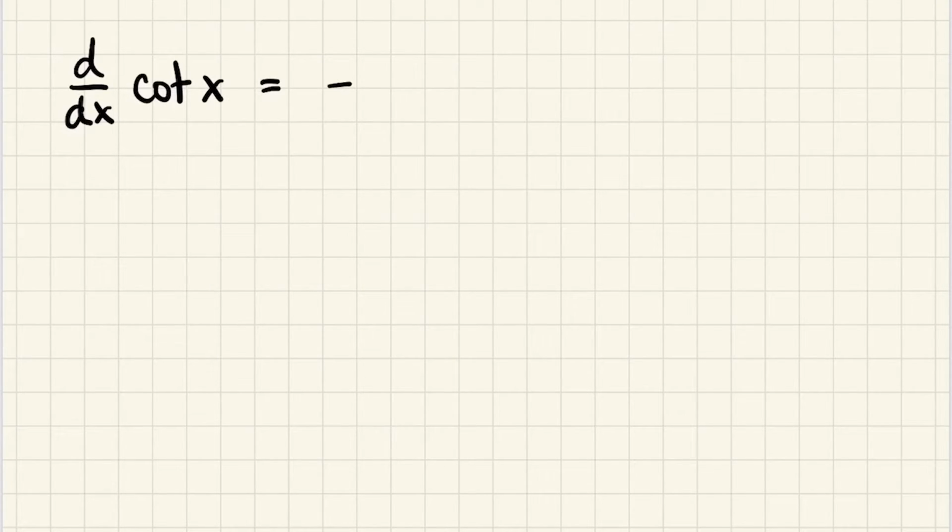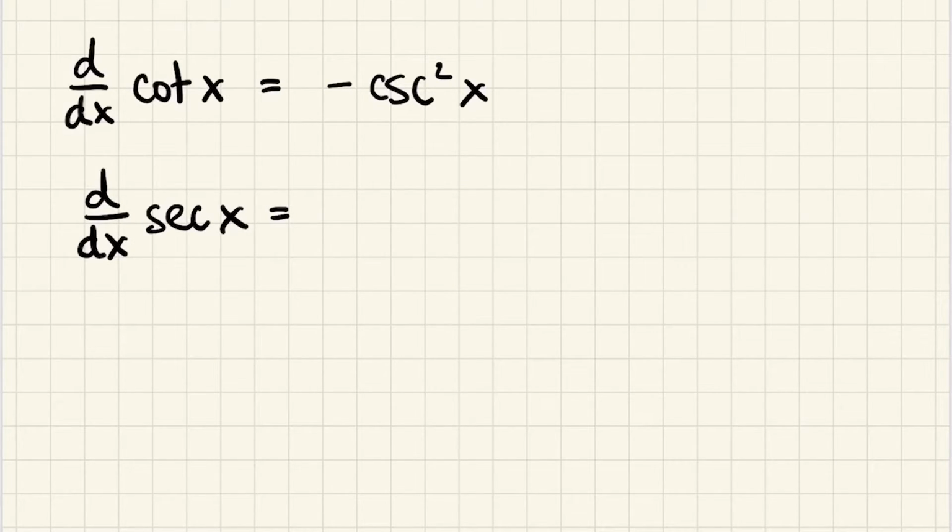Well, that is negative cosecant squared of x. All right, and what is the derivative of secant of x? Well, that is secant of x times tangent of x. Okay, again, all of these can be recovered using the technique we just did on tangent by writing things in terms of sine and cosine and using the quotient rule as needed.